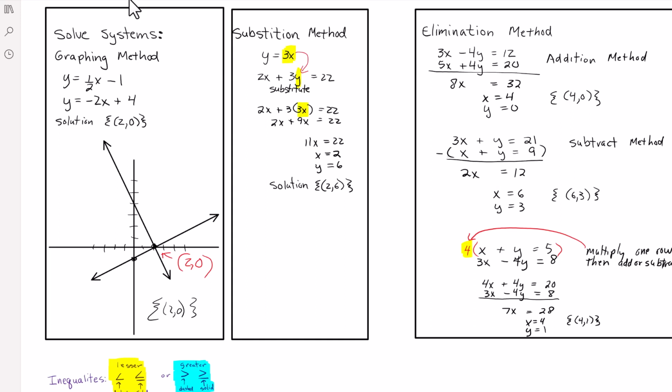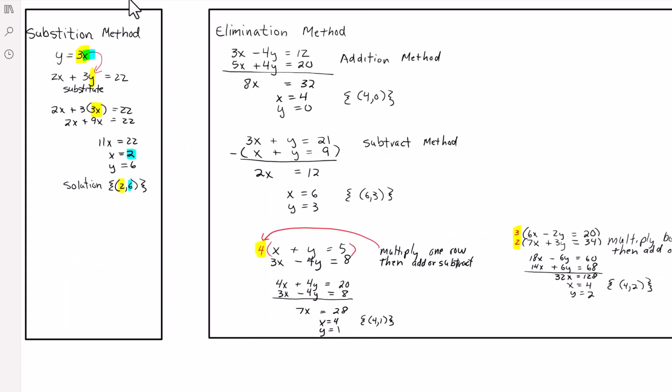2x plus 9x is 11x. Divide both sides by 11, you get x is 2. And now we can take the 2 and plug it back in here. 3 times 2, the y value will be 6. Just like that. Okay, that's substitution. This is my least favorite. So if at all possible, try to do graphing or elimination.